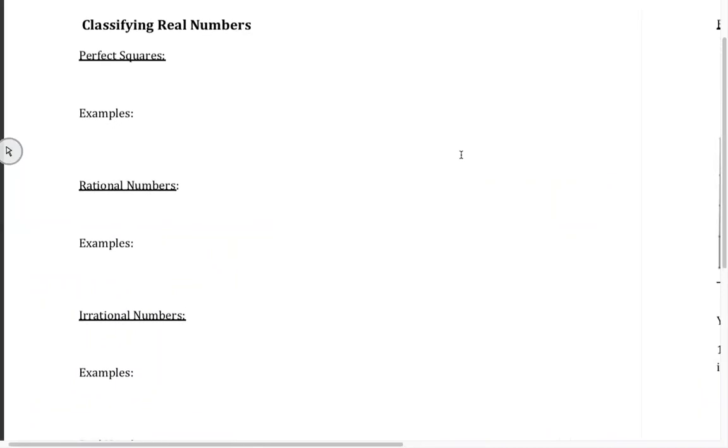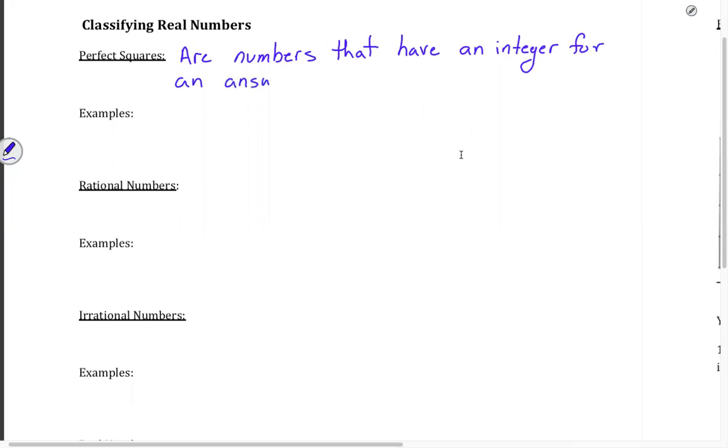So, perfect squares are numbers that have an integer for an answer when you take the square root. And that's a pretty formal definition.